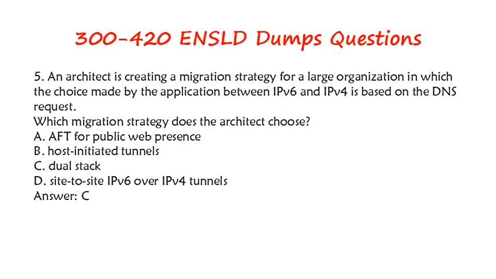5. An architect is creating a migration strategy for a large organization in which the choice made by the application between IPv6 and IPv4 is based on the DNS request. Which migration strategy does the architect choose? A. AFT for public web presence. B. Host-initiated tunnels. C. Dual stack. D. Site-to-site IPv6 over IPv4 tunnels. Answer: C.